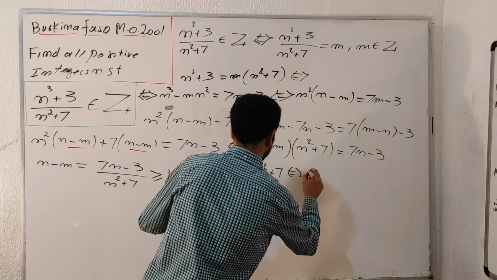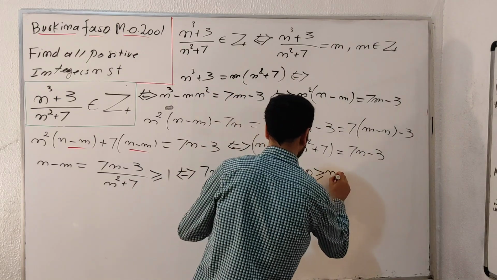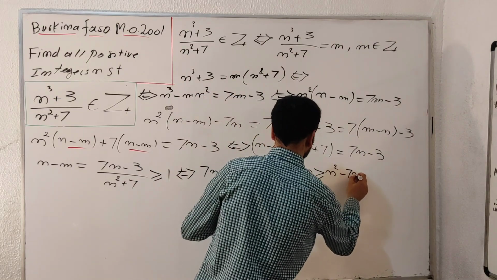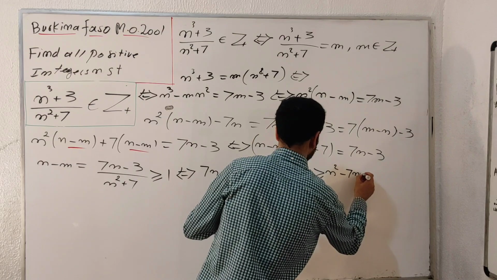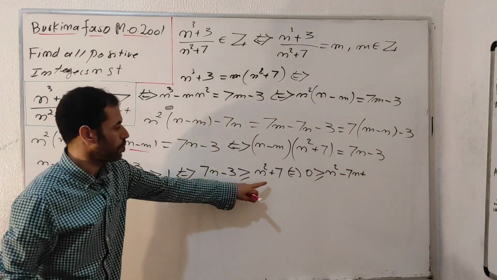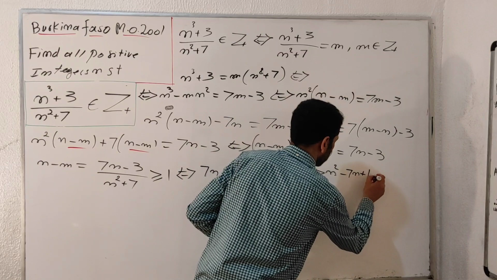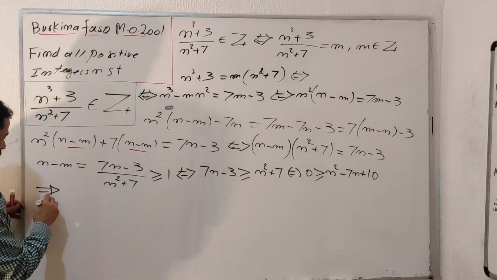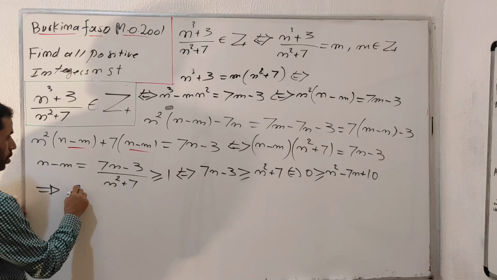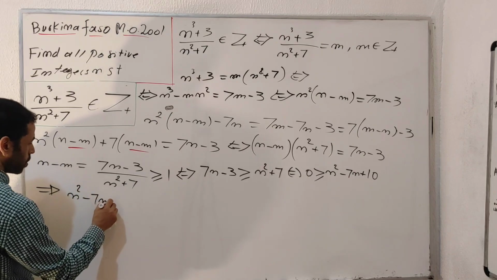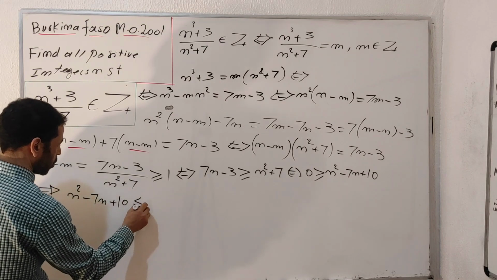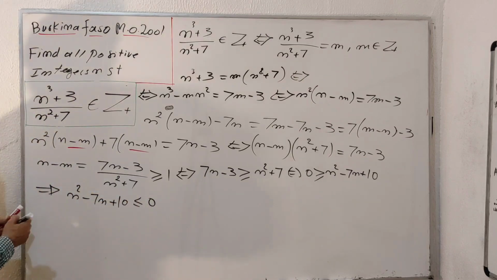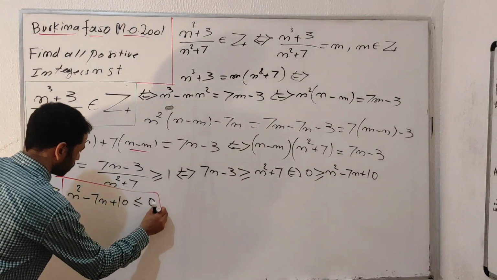Is giving us 0 is superior equal to n squared minus 7n plus 3 plus 7 is giving us plus 10. Okay, like this. This one is equivalent to n squared minus 7n plus 10 is inferior equal to 0. Okay, now we have ended with this expression.